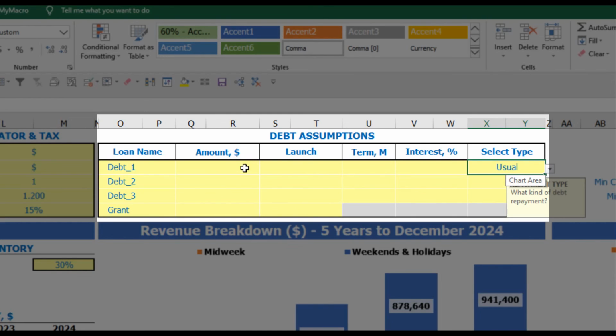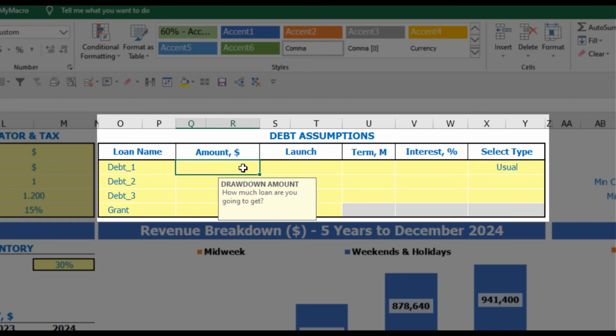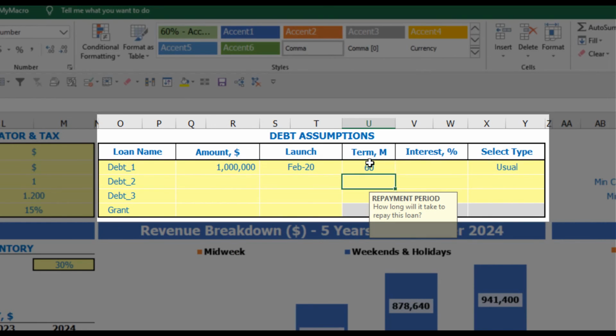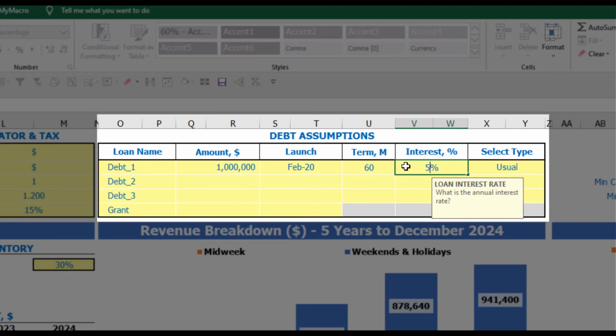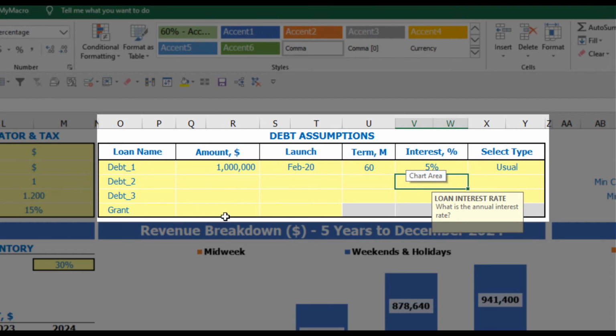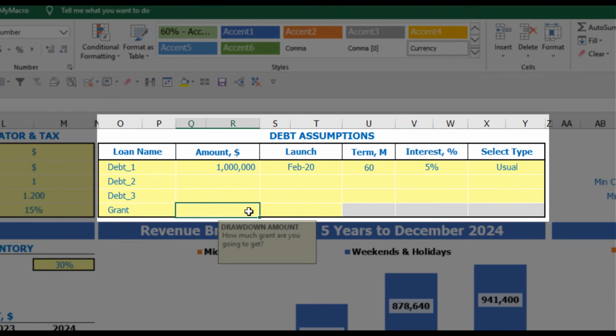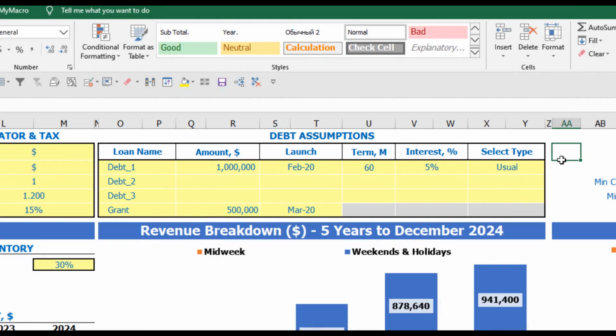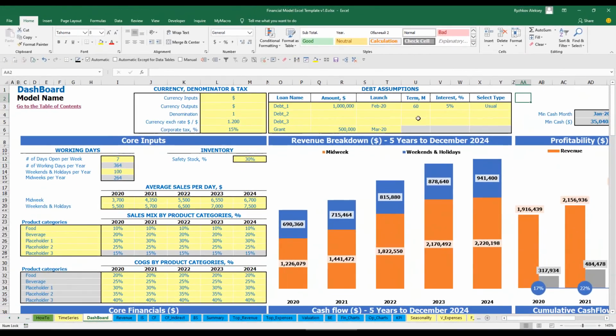Let me give you an example of how it works. So you may input some amount of the debt, the launch date, the term will be 60 months, and interest can be 5%. You may also input the grant, which is just a simple amount, which is paid in some specific months, and that's it. No repayments, no terms in terms of interest.